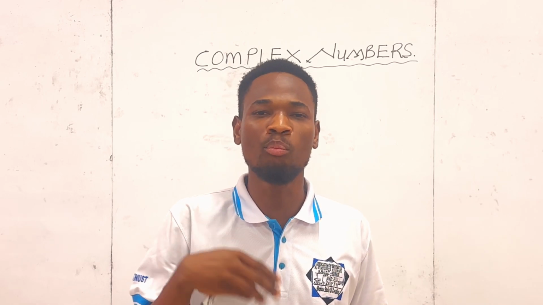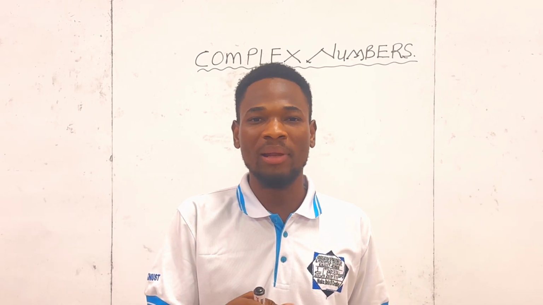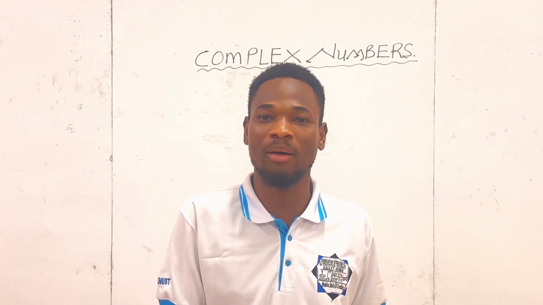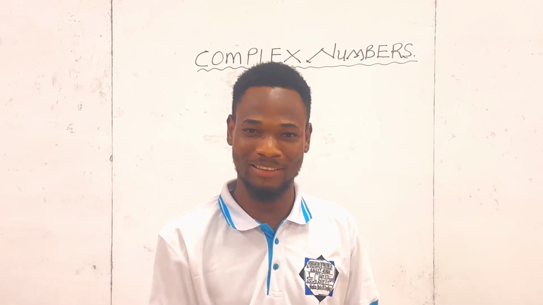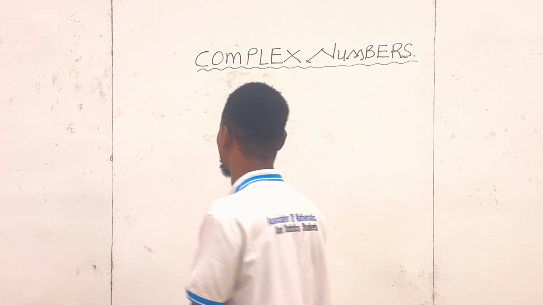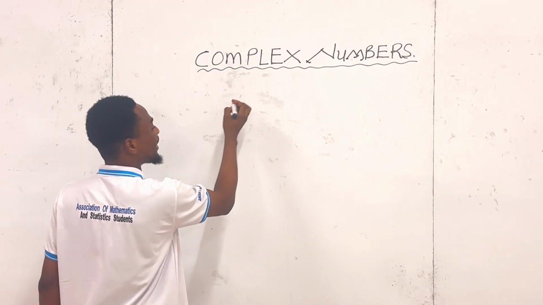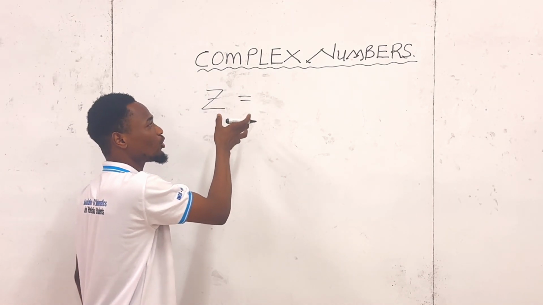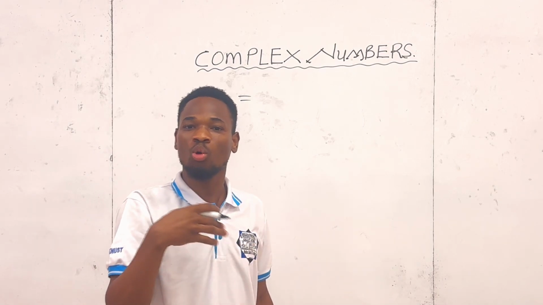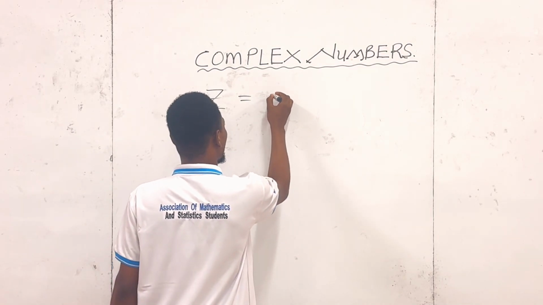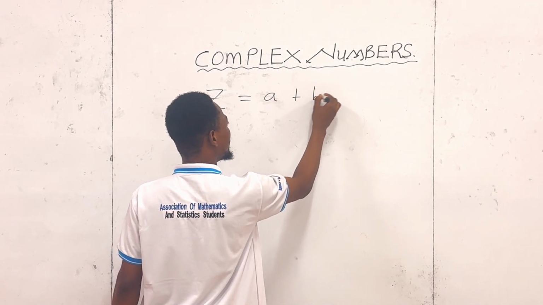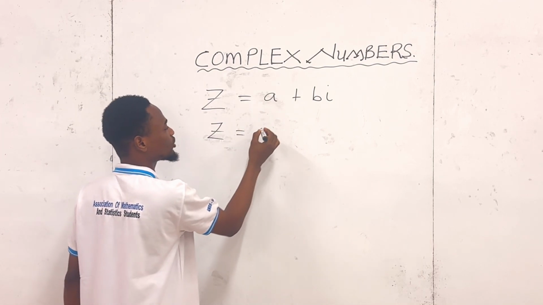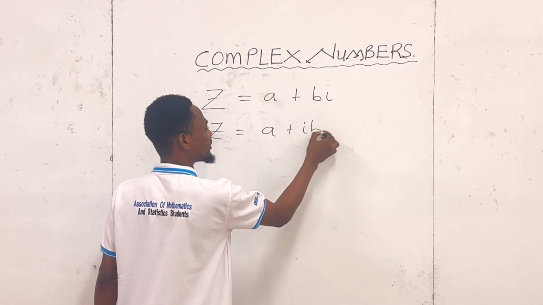In this case, we mostly denote a complex number by the letter Z, or whichever way you call it. So my complex number here is represented by the letter Z. Now, a complex number is always in the form a plus bi, or Z is equal to a plus ib.